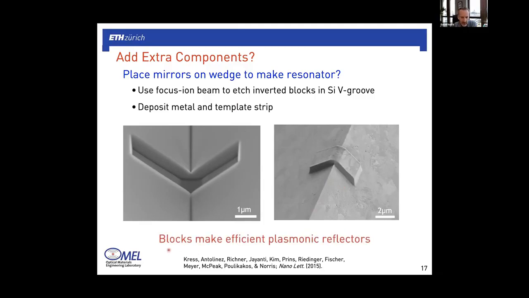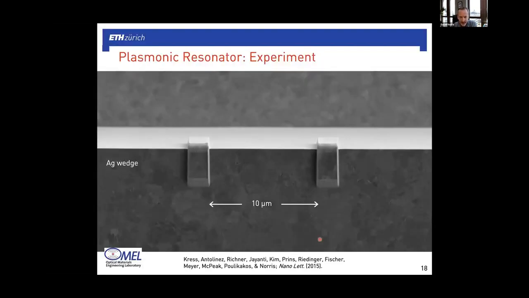And it turns out that these blocks actually make extremely efficient plasmonic reflectors, with 90 to 95% reflectivity. So just putting all of these pieces together, you can make some fun devices. So this is a device that Stefan Kress made a number of years ago in our group, where we're looking at a wedge from the side. This is the apex, the sharp edge, and then these are these two blocks from the side, and the cavity length here is 10 microns long.